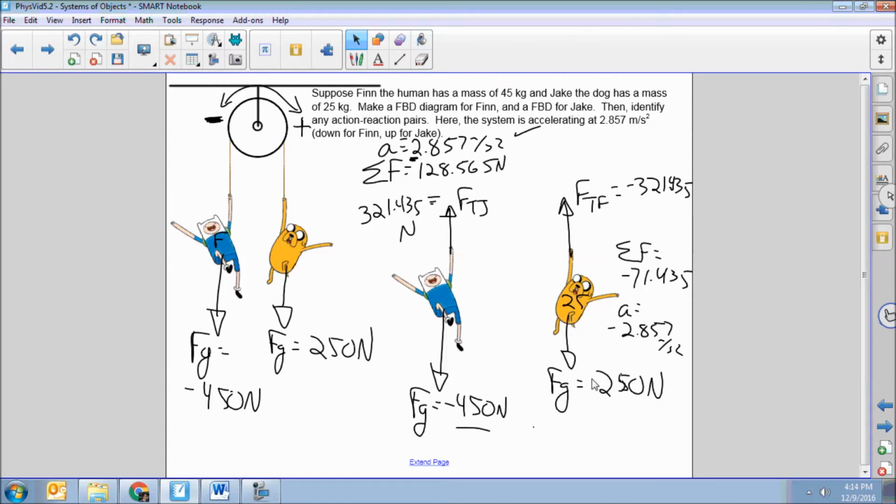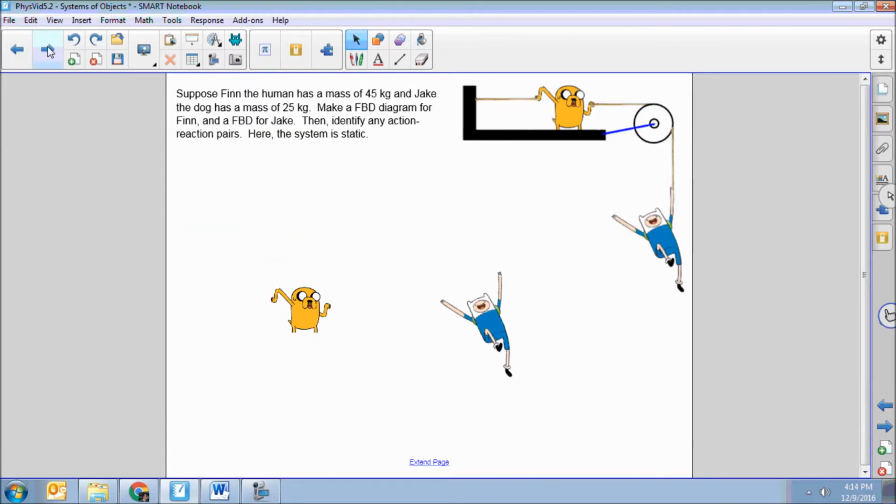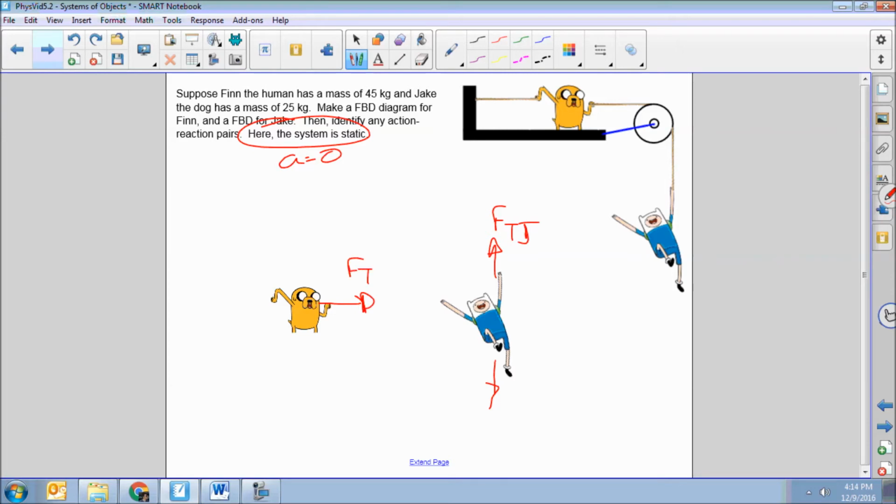All right, let's do one last problem. These ones are kind of the same thing. Here, your net force is going to be 0. It says the system is static, so that means acceleration is 0. Actually, it means the velocity is 0 and staying 0. So you know that gravity and tension on Finn have to cancel each other out. And once you know the force of tension from Jake, you can find the force of tension from Finn.